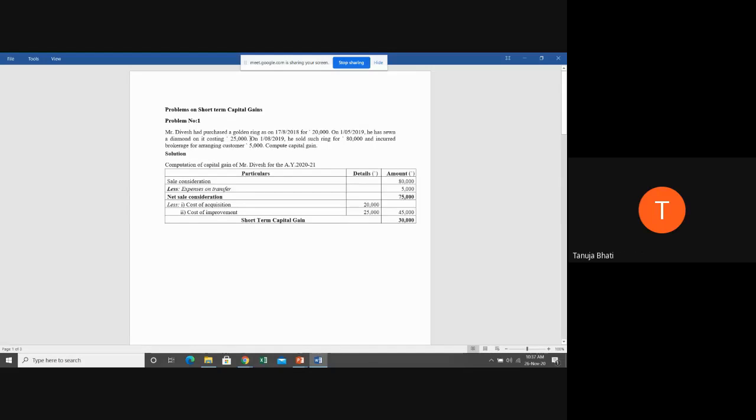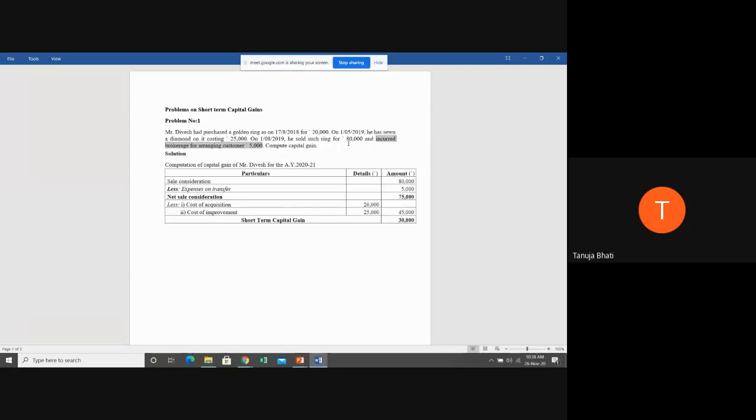Yes, ma'am. Next, in August 2019, he sold the ring for 80,000. So does this become the sale value or sale consideration? Yes, ma'am. And he incurred brokerage for arranging the customer. In order to make the sale of 80,000, he had to give some brokerage charges to get the customer. So this is expenses on transfer. Yes, ma'am.